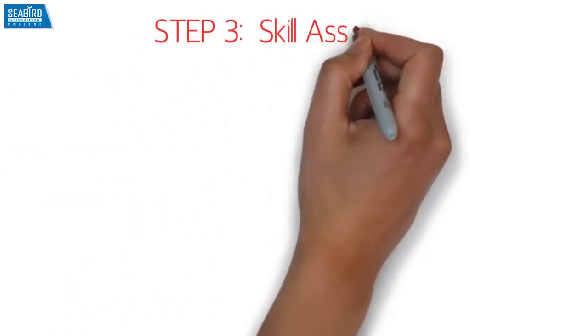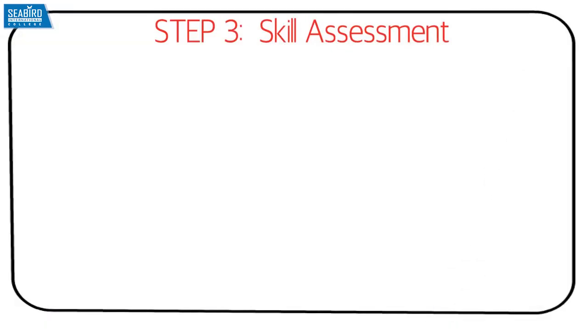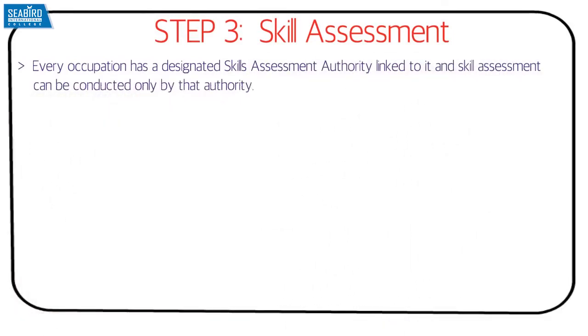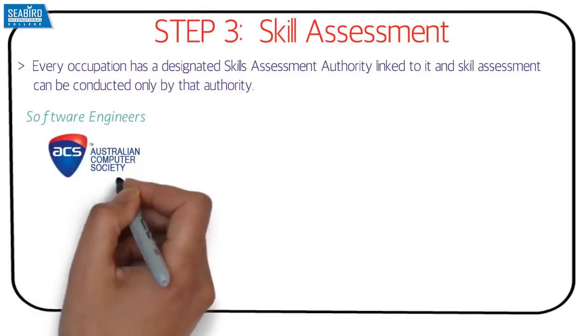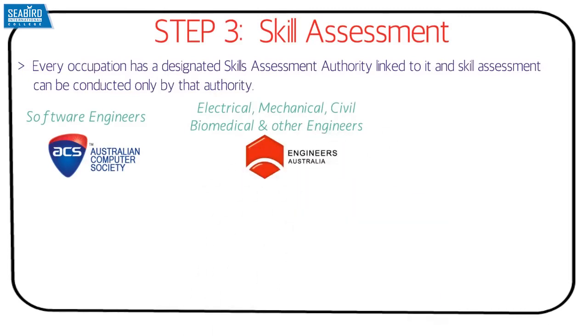Okay, now step 3, skill assessment. This is very important and very crucial, so please pay attention now. Every occupation has a designated skill assessment authority linked to it, and skill assessment can be conducted only by that authority. Let me just show you which authorities are there. For software engineers, there would be Australian Computer Society, which is ACS. For electrical, mechanical, civil, biomedical and other engineers, this is Engineers Australia. For skills related to the medical field, there's Medical Board of Australia. These are just 3 examples.